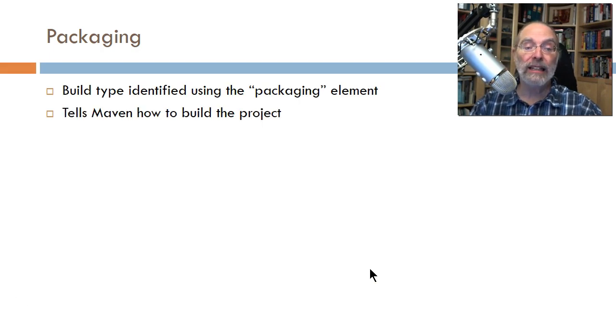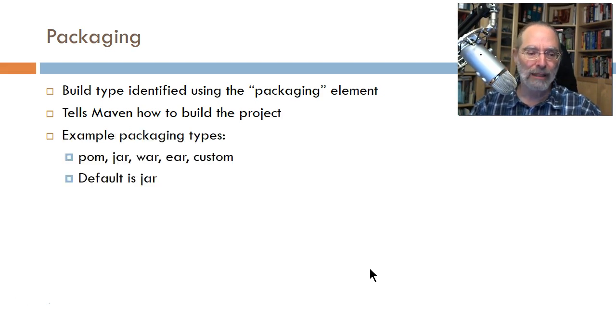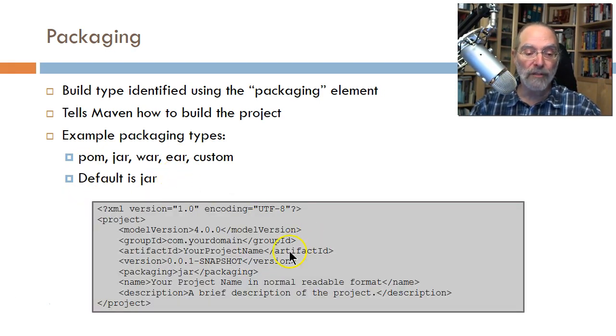Packaging. We need to indicate exactly what type of package we want from our code. It could be a POM. Sounds strange, but it is possible to package POMs for use in other projects. Of course, there's my jar, and a jar represents a Java archive, a WAR, a web archive, and an EAR, an enterprise archive, even create our own. By default, Maven will produce a jar. So here we've added packaging down here to indicate that we want a jar file from this project.